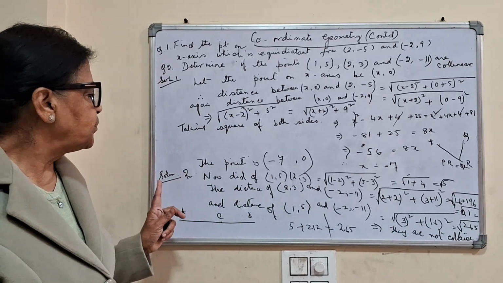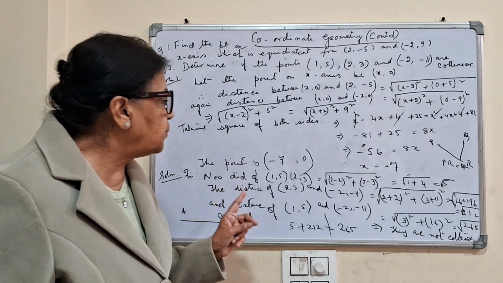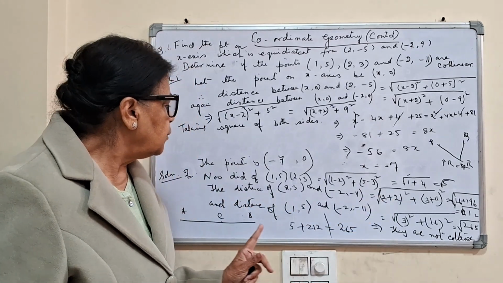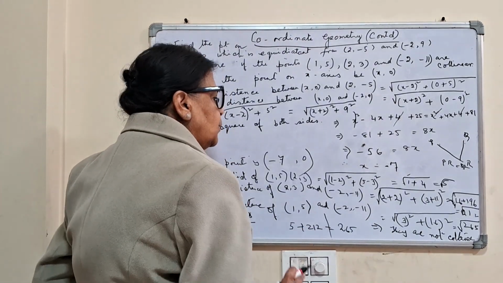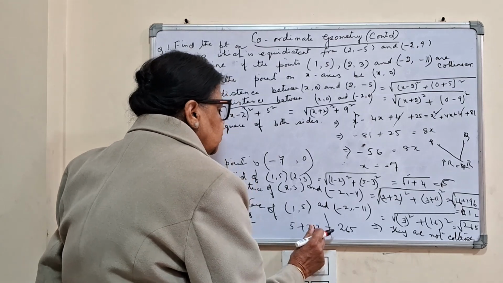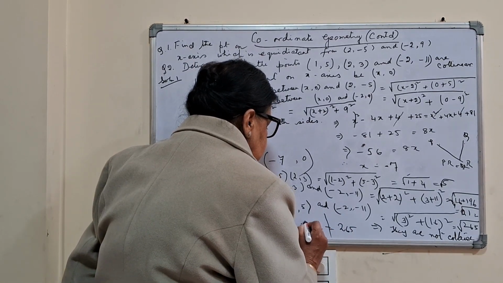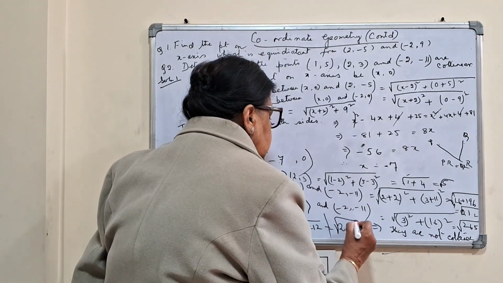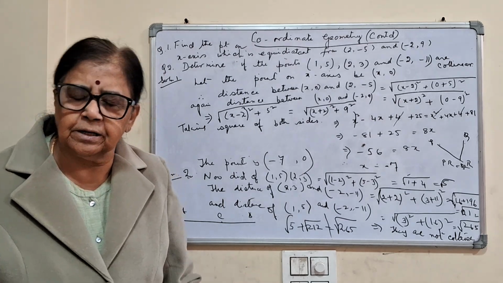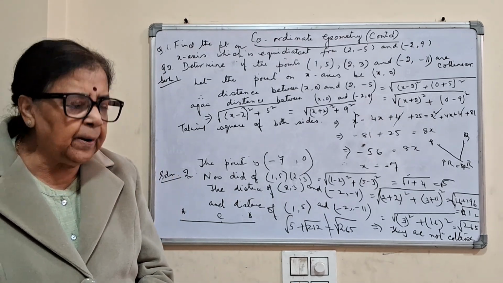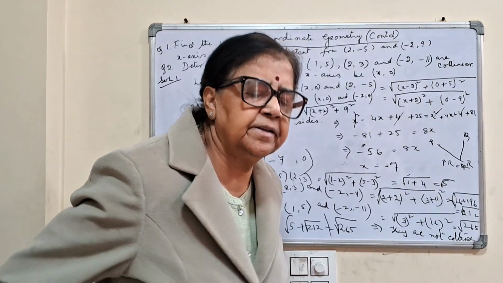So the distance is root 212, and the sum is root 5 plus root 5 of the first part. Now root 212 is not equal to the sum, therefore they are not collinear. Now I repeat again with the coordinate geometry because I want to end it here.